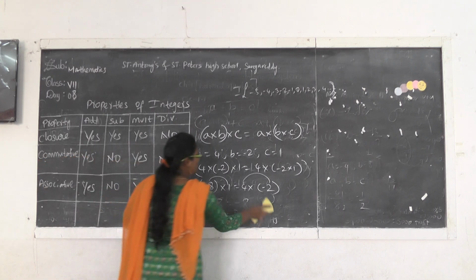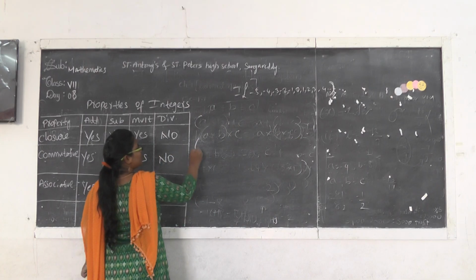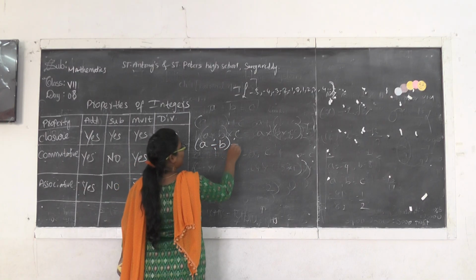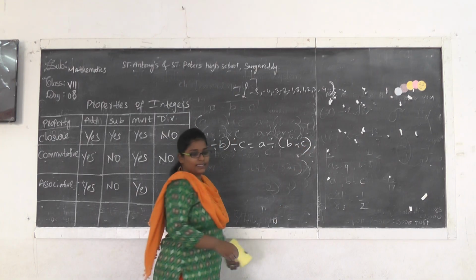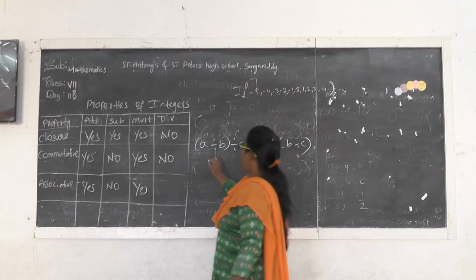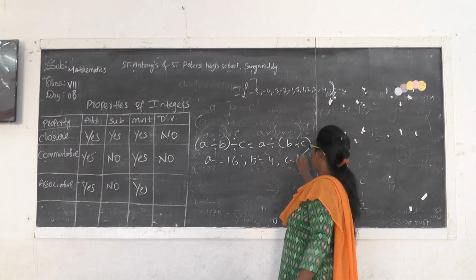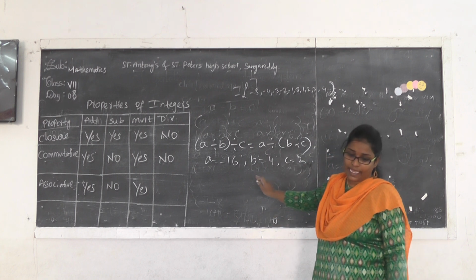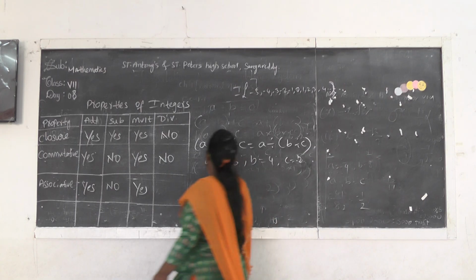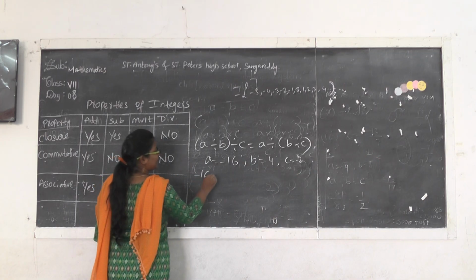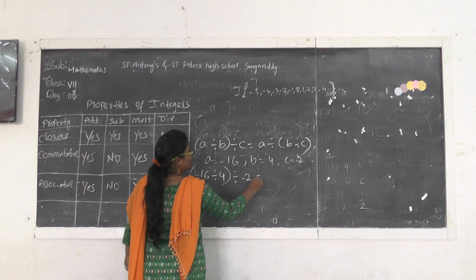Now let's check the last one, under division. So under division, what is the rule? (A divided by B) divided by C equals A divided by (B divided by C). Now here I am assuming A equal to minus 16, B equal to 4, C equal to minus 2. So let me solve. A value minus 16 divided by 4, divided by minus 2. This is the LHS side.